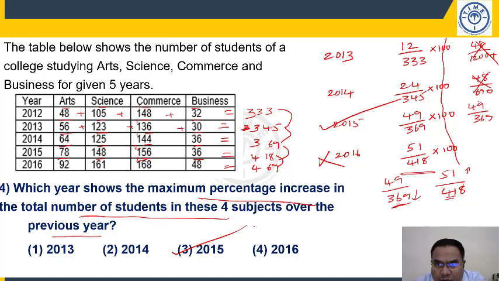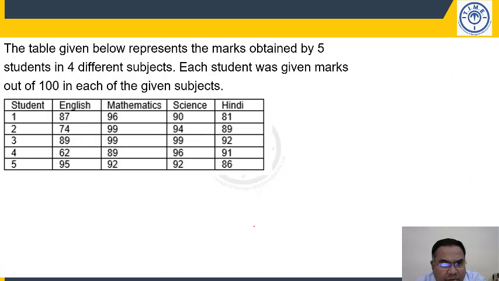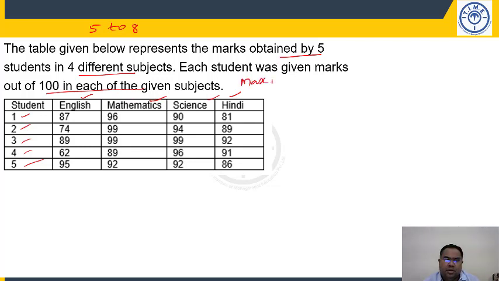Our next set, question number 6 to 8, it is also on table, students. So correct answer is 2015. Question number 5 to 8, it is also on table. The table given below represents marks obtained by 5 students in 4 different subjects: English, Math, Science, Hindi, by student 1, student 2, student 3, student 4, student 5. Each student was given marks out of 100 in each of these subjects. So maximum marks are 100. Out of 100, these are the marks scored by these 5 students in these 4 subjects.